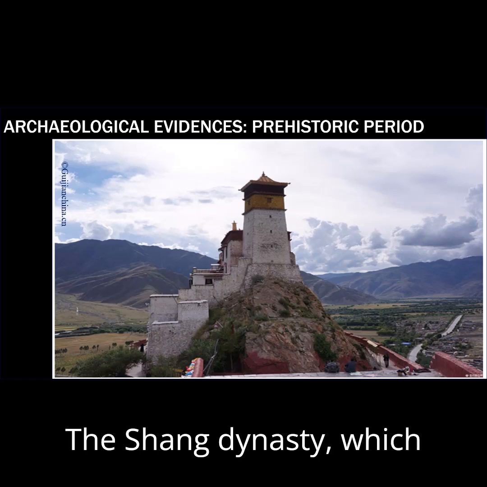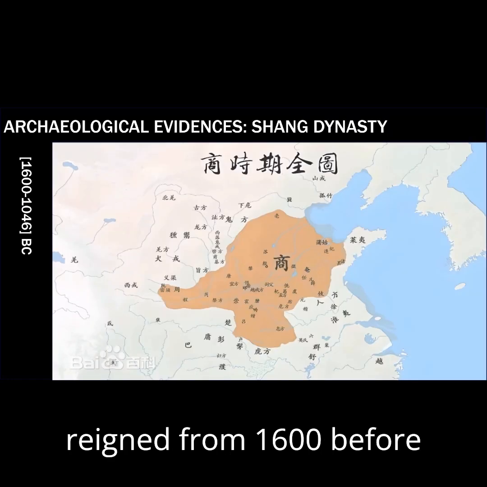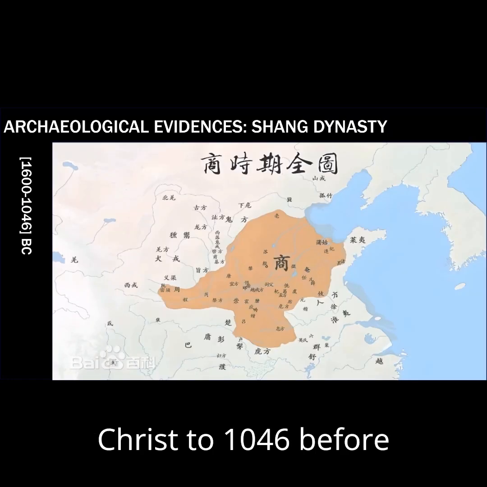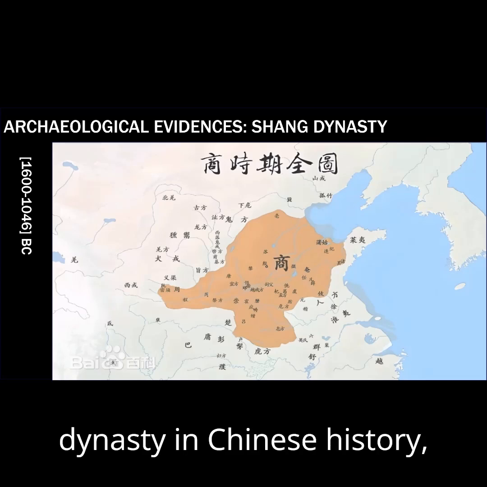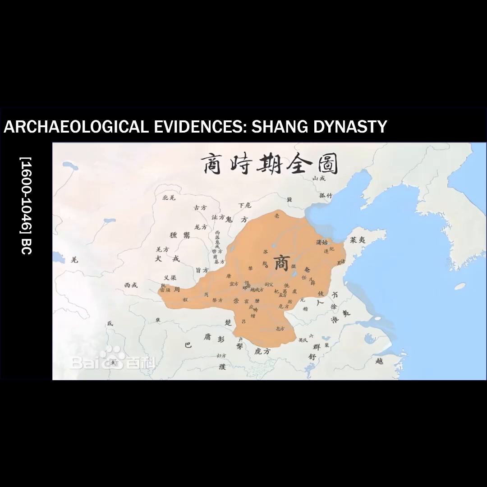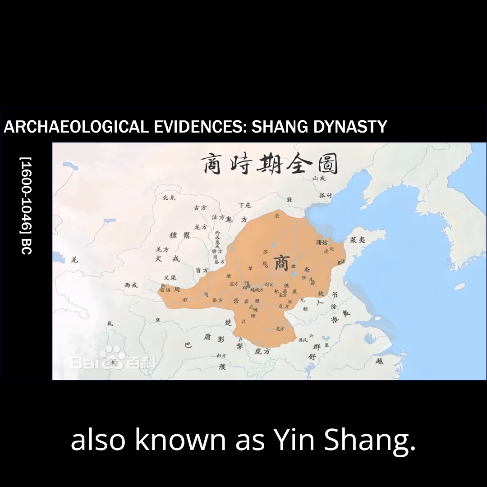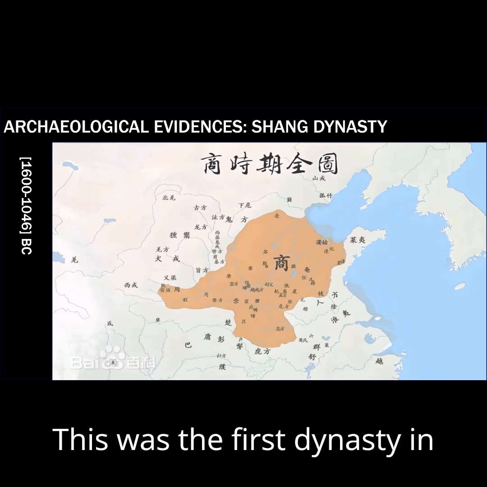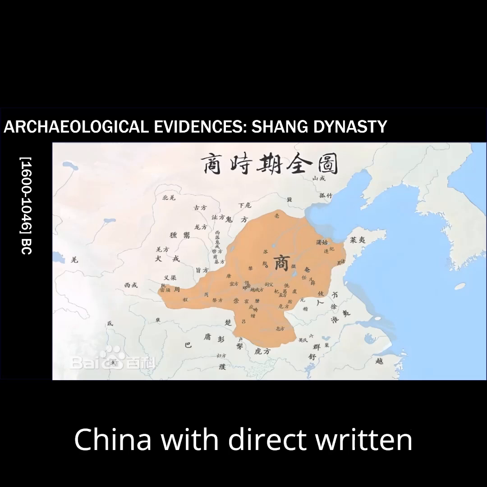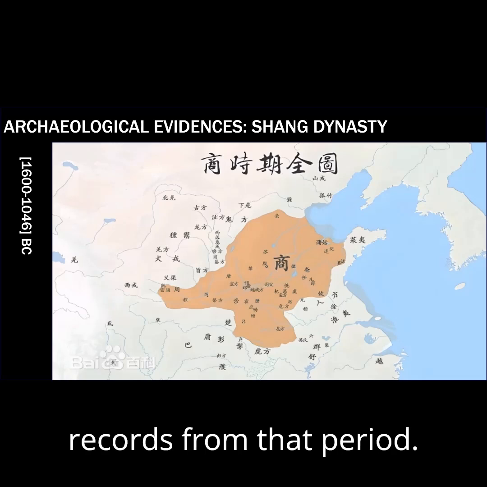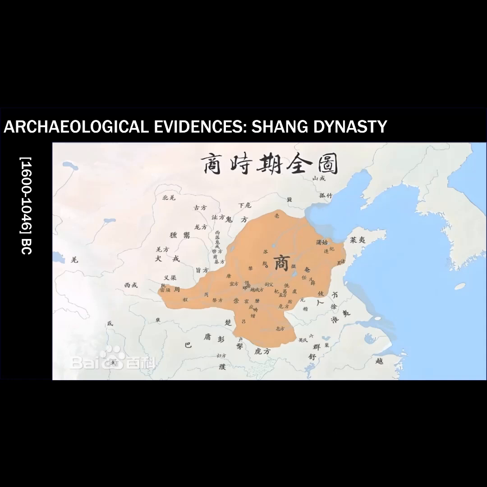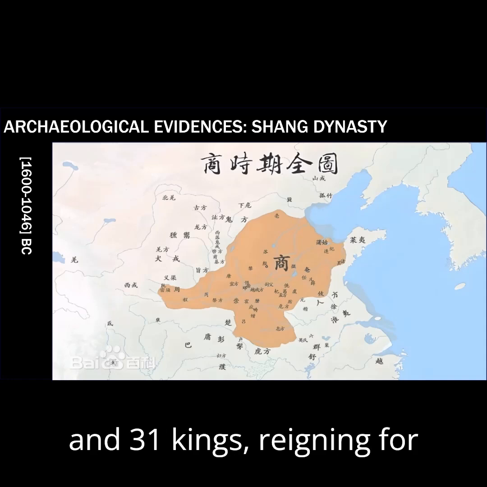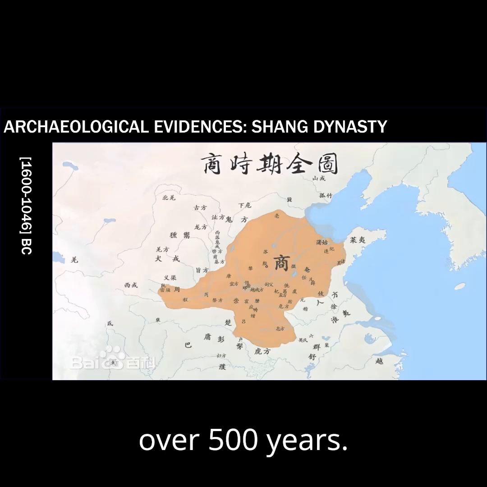The Shang Dynasty, which reigned from 1600 before Christ to 1046 before Christ, was the second dynasty in Chinese history, also known as Yin Shang. This was the first dynasty in China with direct written records from that period. It lasted for 17 generations and 31 kings, reigning for over 500 years.